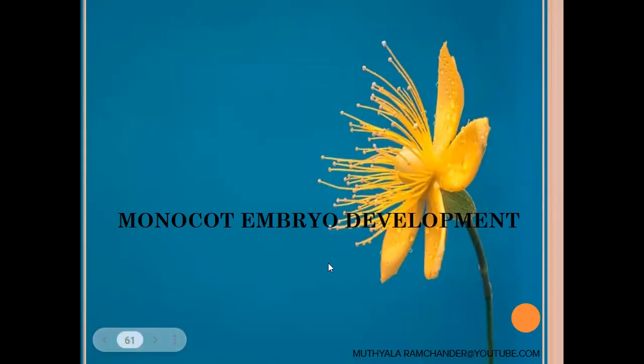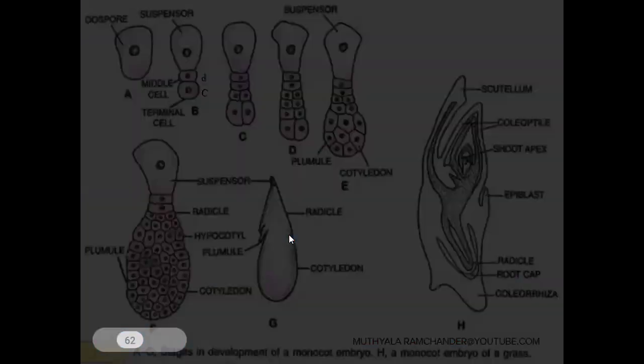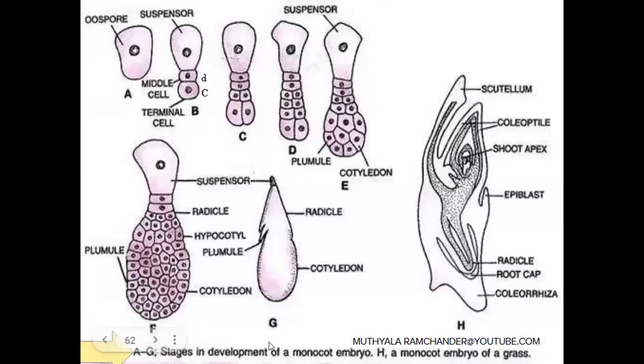See, monocot embryo development was identified in Sagittaria species. Sagittaria species belongs to monocots. That monocot embryo development was identified in Sagittaria species. See, the Sagittaria species belongs to the grass family.